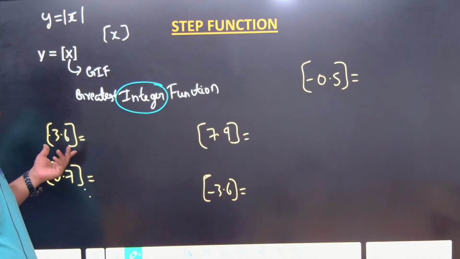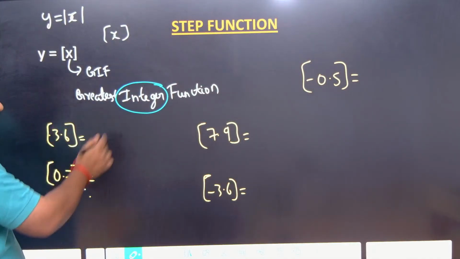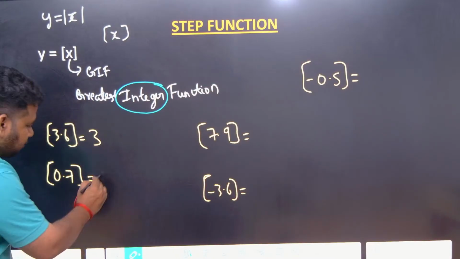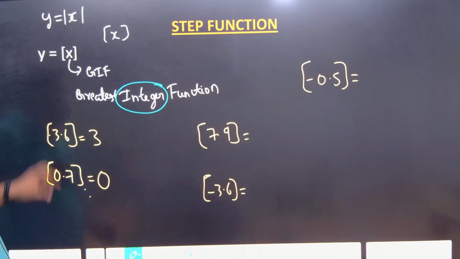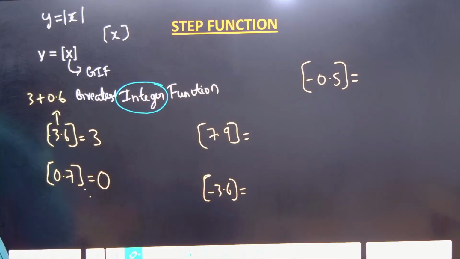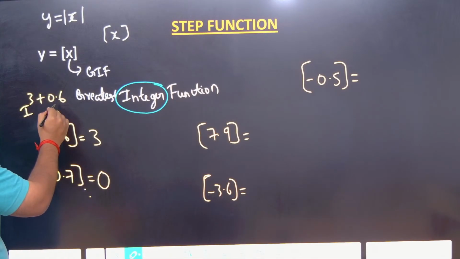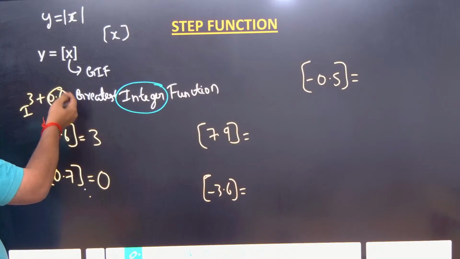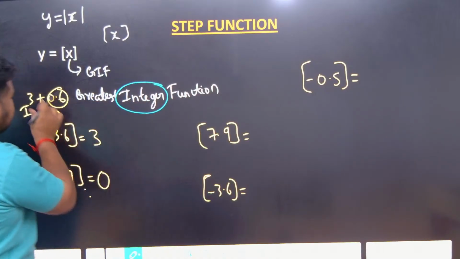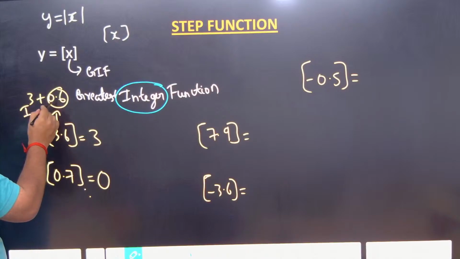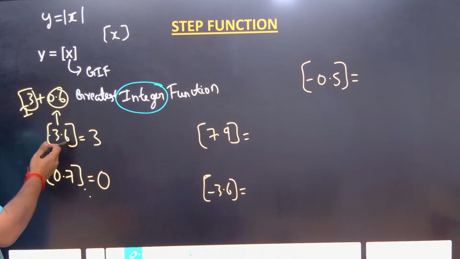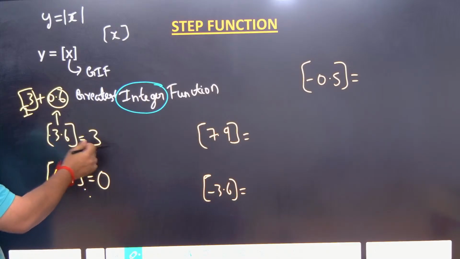So for 3.6, the step function will give the output 3. For 0.7 you will get the output 0. Why? Because 3.6 you will write as 3 plus 0.6, where 3 is an integer and 0.6 is not an integer, it is a fractional or decimal value. So what did I tell you? Greatest integer function, that means it will always return the integer. In 3 plus 0.6, the integer is 3, so we will write 3. That's all, very simple. For 3.6 you will not write 4 or something, you will write 3 itself.